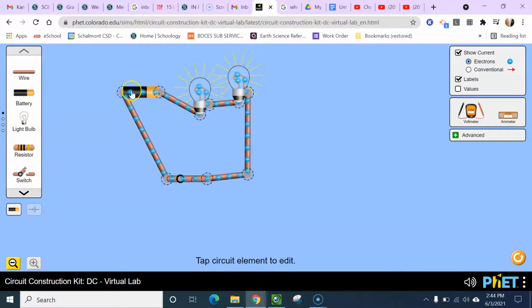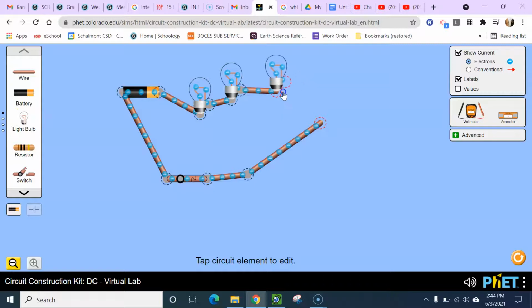How electrons actually come out of the battery is they're pushed out on this side and pulled back in on this side. If there's one light bulb in the way of that pushing and pulling, then it slows them down. Okay, and then it says to add another light bulb in, so we're going to do that over here. And you can see it gets even dimmer.